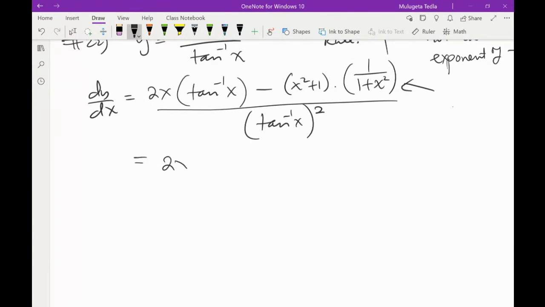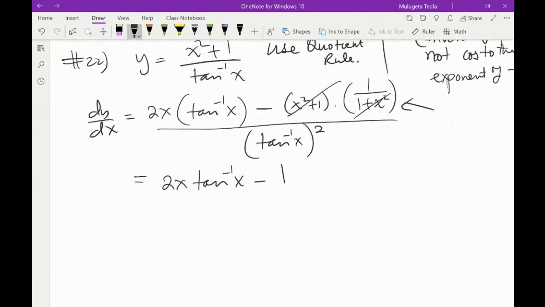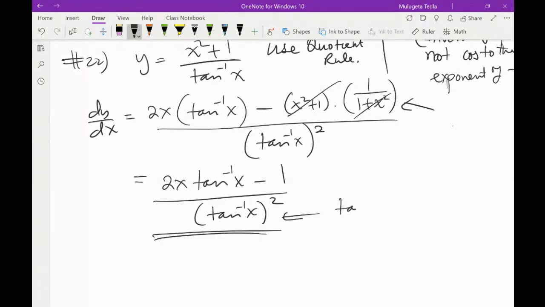I'm going to have to simplify this. So this is 2x tan inverse of x minus, oh, it is actually not a problem. It's perfect. Isn't it 1? Yeah. So minus 1 over tan inverse of x, the whole square. That is it. You can't write this denominator as tan to the negative 2 of x. That's wrong.